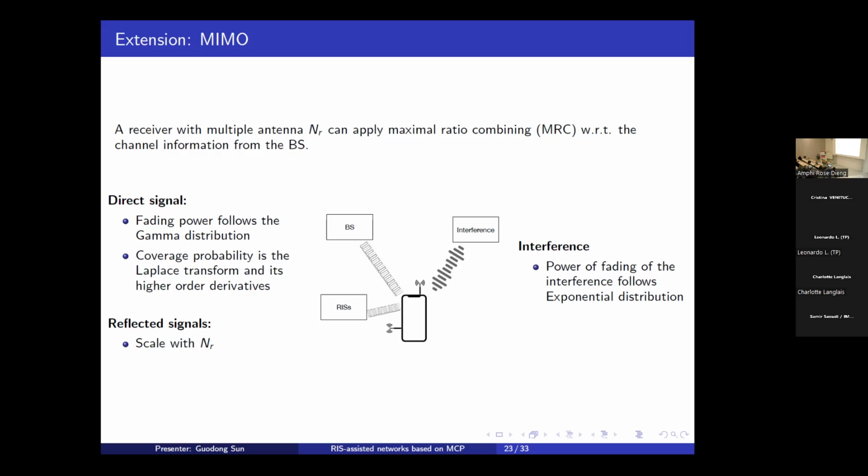In the lemma, we can bridge the gap, bringing the Laplace transform of positive parts and the Laplace transform itself. You can just do differentiation to find its higher order derivatives. For the reflected signals, we assume it scales with the number of receiver antennas. And for the interference, we find in our research that the power of fading would still follow the exponential distribution after the MRC, the maximal ratio combining.